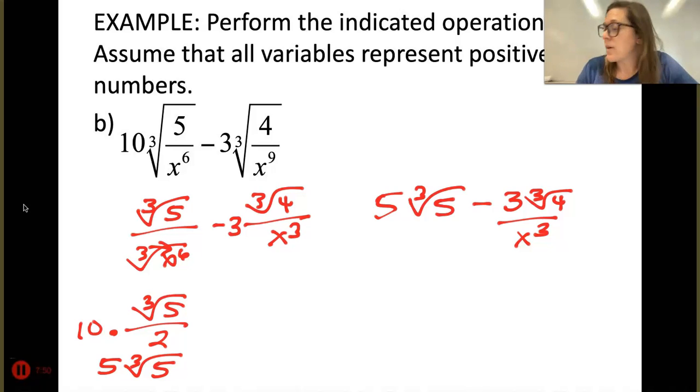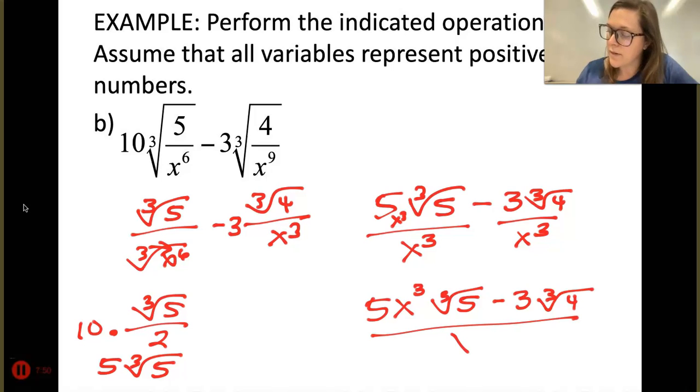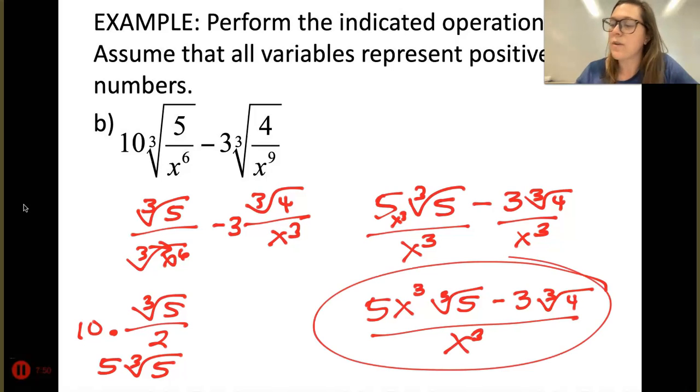You can just leave it there if you want. If you want to come up with a common denominator, your common denominator would be x to the 3rd, which would make you need an x to the 3rd there. So technically I could take it to 5x to the 3rd, cube root 5 minus 3 cube root 4 all over x to the 3rd if I wanted to write it as one fraction.